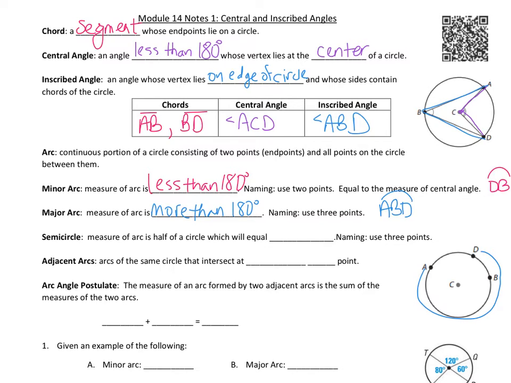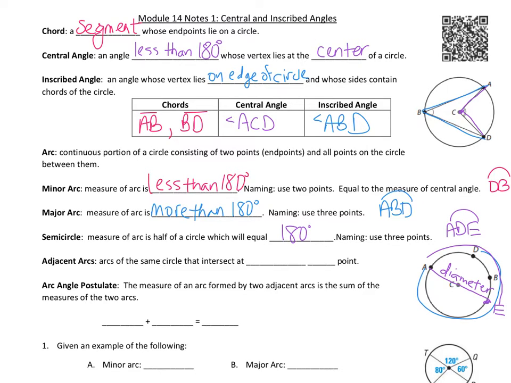A semicircle then is, think of half of a circle, and since a full circle is 360 degrees, that means that our half circle or semicircle will be 180 degrees. And we would also use 3 points to name it. In my picture over here on the right, I don't have a semicircle because I don't have another coordinate directly across from it, but say I labeled that as point E, then I could say that ADE would be an example of a semicircle if AE is our diameter.